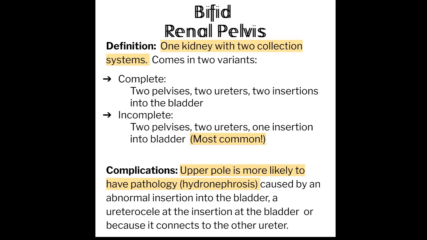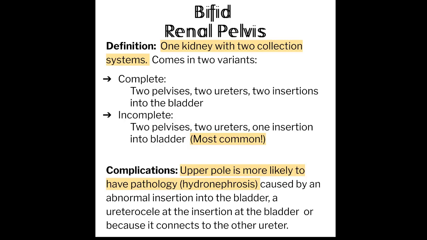Incomplete bifid renal pelvis, which happens to be the most common, means that there's 2 pelvises, 2 ureters, but only 1 insertion into the bladder. That second ureter usually inserts somewhere into the other ureter before they insert into the bladder. Now, bifid renal pelvis is a really important one to know because there are complications that come along with it, and it has a very distinct ultrasound appearance.